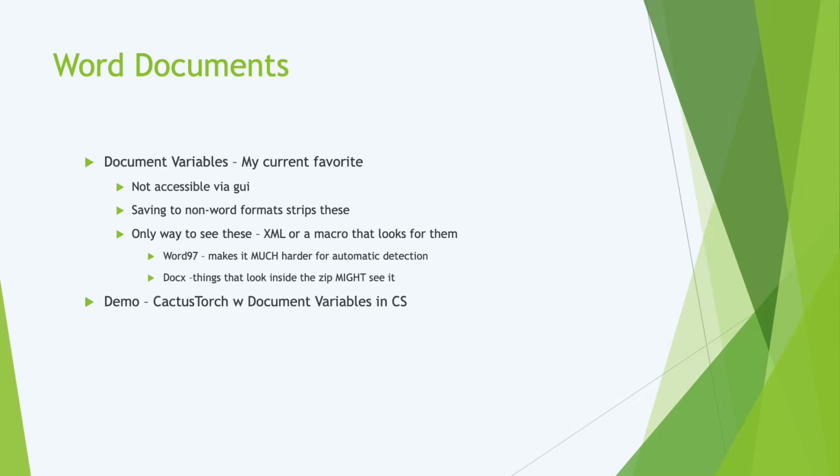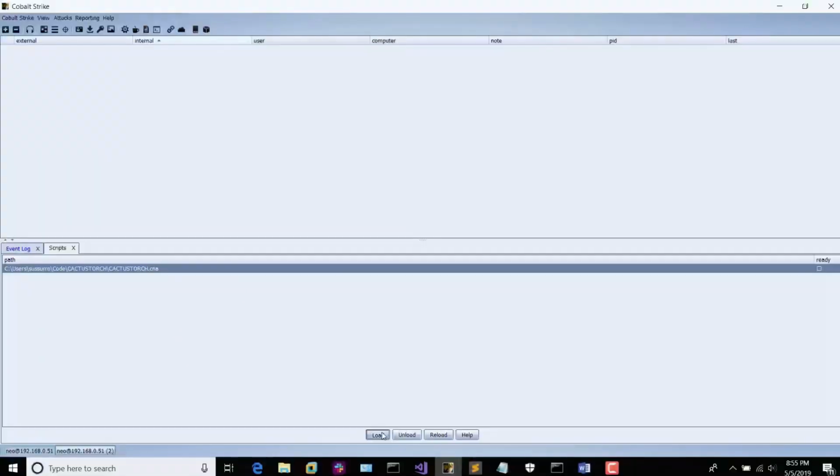In order to actually see it, you have to convert it to a docx file and dump it out if you want to actually look at the pieces there without using macros. So let's take a look at what this looks like in Cobalt Strike. The tool that I created for this right now is being called Better Torch. I'm going to release it later this weekend.